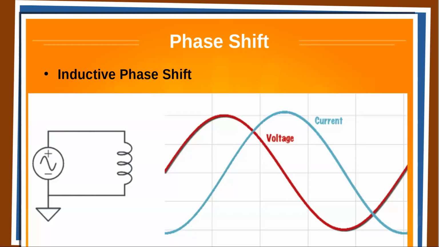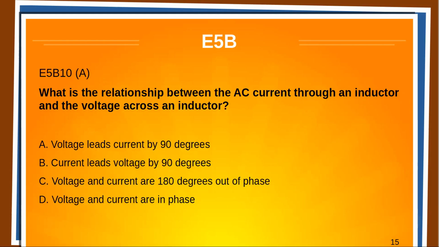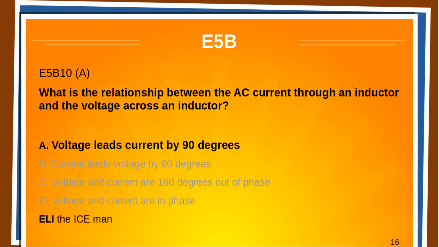This is the plot for just a simple inductor. You can see the current has a positive phase shift. So the current is lagging the voltage, or the voltage is leading the current. What's the relationship between the AC current through an inductor and the voltage across the inductor? ELI.